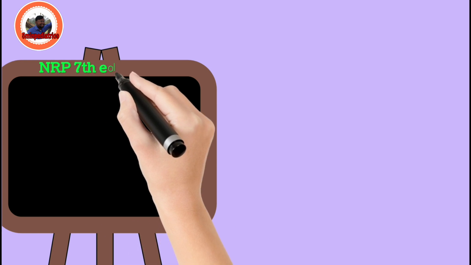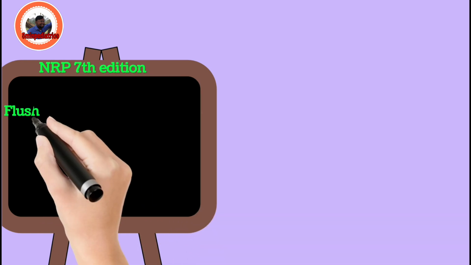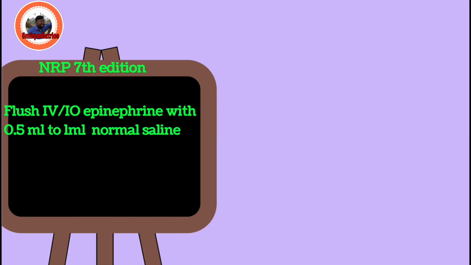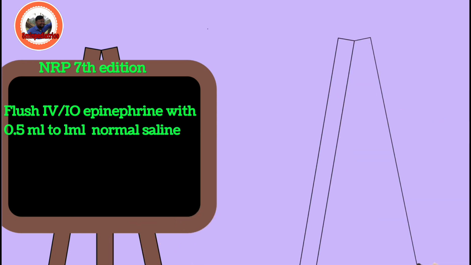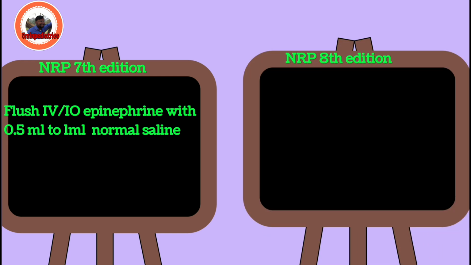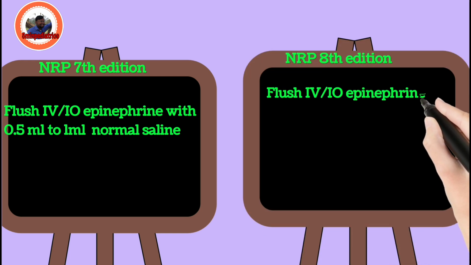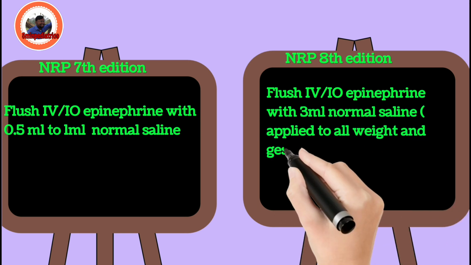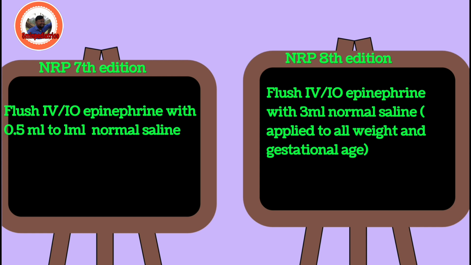Now in NRP 7th edition, flush IV epinephrine with 0.5 ml to 1 ml normal saline, while in NRP 8th edition the volume is increased. So now we have to flush with 3 ml normal saline and it is applicable to all weight and gestational age. So this change you have to remember.